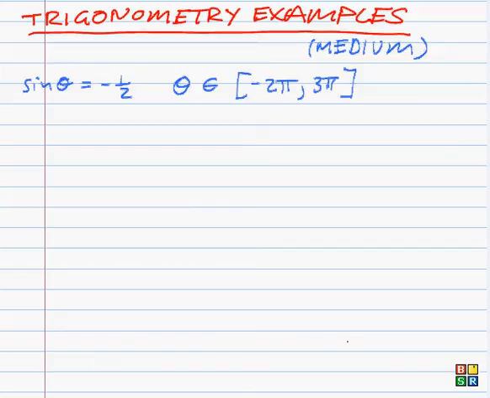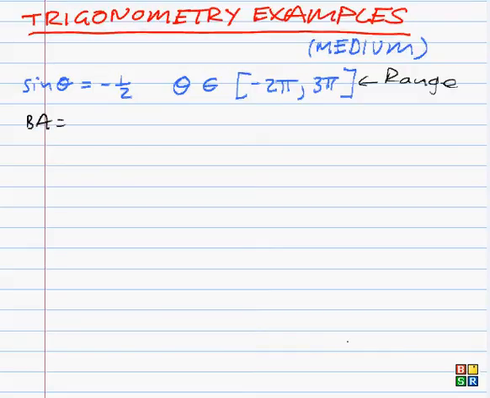Okay, the next question we want to do is a medium level difficulty: sine theta equals minus a half, for theta an element of minus 2 pi to 2 pi. So this is a range over which we're seeking the answers. Now, to do a question like this, it's actually really similar to the easy question that we just did, so we do the same method.